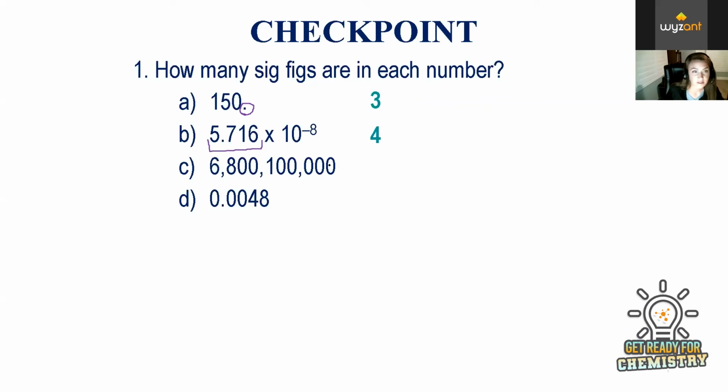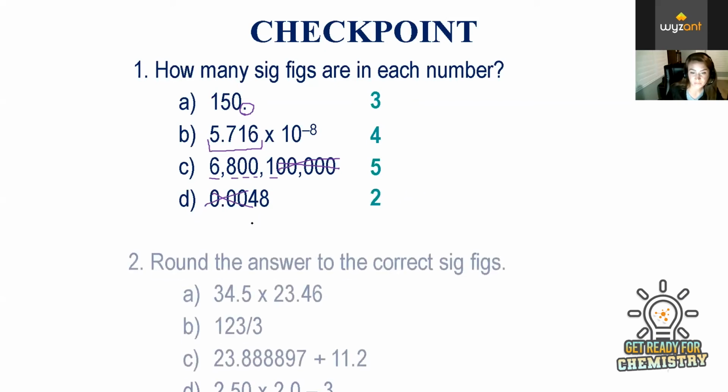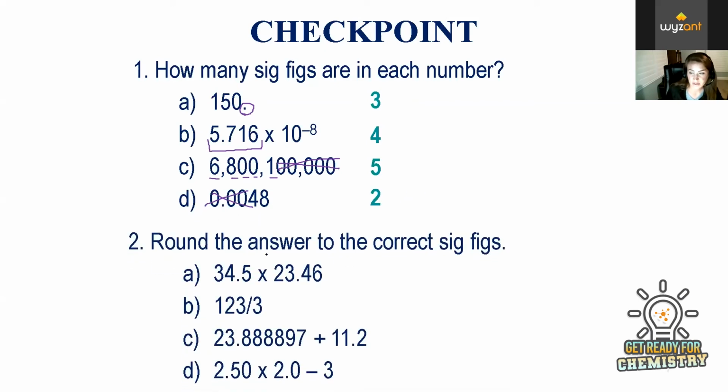This one is a little tricky. It's a really large number, but there's only 5 sig figs total because we don't care about these because there's no decimal place in the number. And then this one, these are leading zeros, so we technically only have 2. And then round the answer to the correct sig figs.